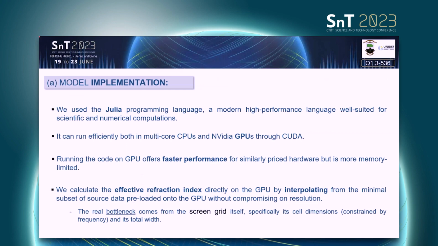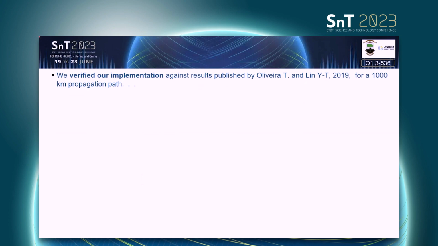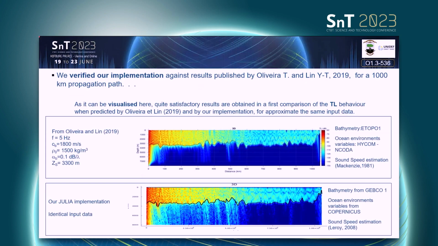What we did is take the Copernicus data that has low resolution. The data is light, so we can send it to the GPU and then refine it on the GPU without sending data between CPU and GPU. As a result, we have an implementation of the model that is very fast in comparison with doing it on CPU. However, it should be kept in mind that the real bottleneck comes from the screen grid itself and the delta Z and delta Y.